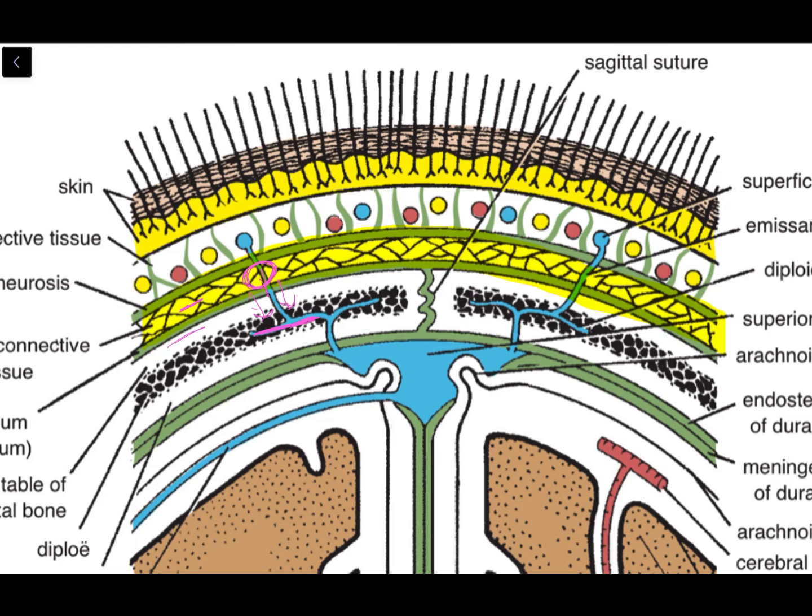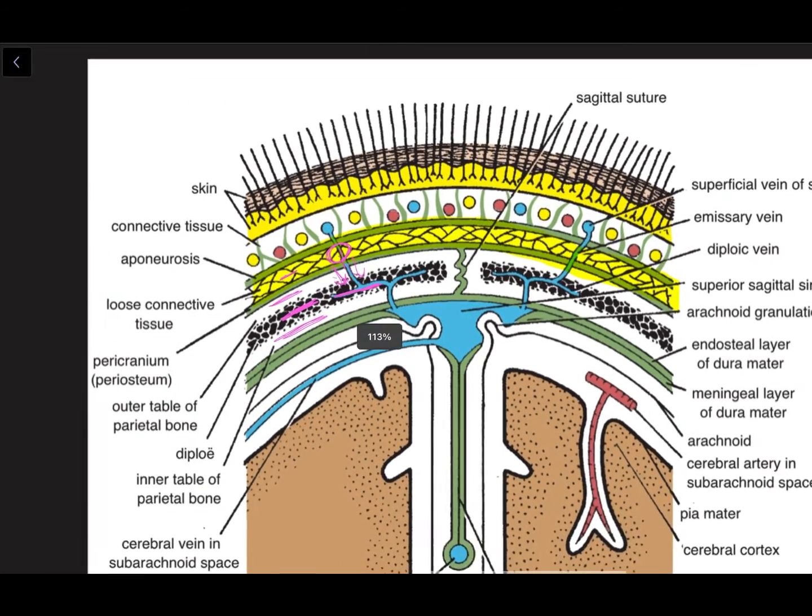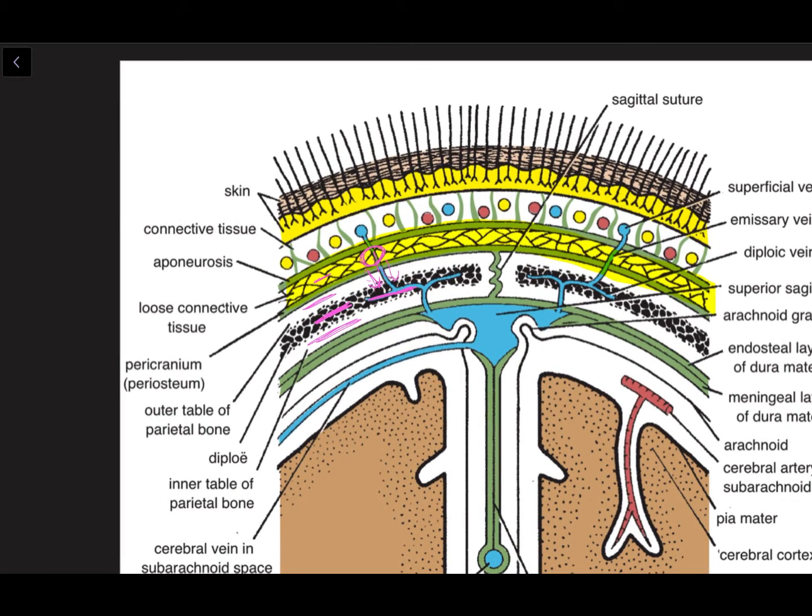Now this is the skull bone, right? This is the skull bone, and this is the diploe of the skull bone. The veins in the diploe are called the diploic veins. Through these emissary veins, the infections from the loose connective tissue layer can get into the diploic veins. Now the very important thing is that infection in the diploic veins may cause osteomyelitis in the skull cap.